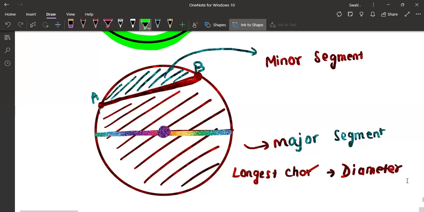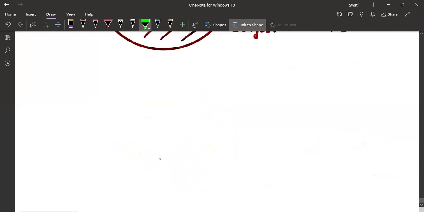Next, we had understood about non-intersecting line, secant, and tangent. You remember that, Manya? Yes. Okay. Let's check.